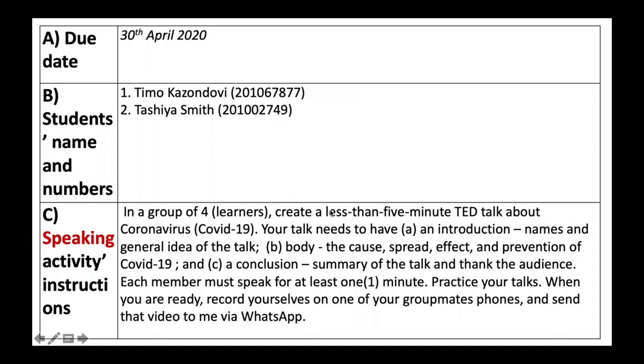In a group of 4, create a less than 5-minute TED Talk about coronavirus. Your talk needs to have the following sections. A. Introduction. In the introduction, you mention your names and the general idea of your talk. B. Should have a body where you focus on this aspect: cause, spread, effect, and prevention of COVID-19. C. Should have a conclusion where you summarize your talk and thank the audience for listening.